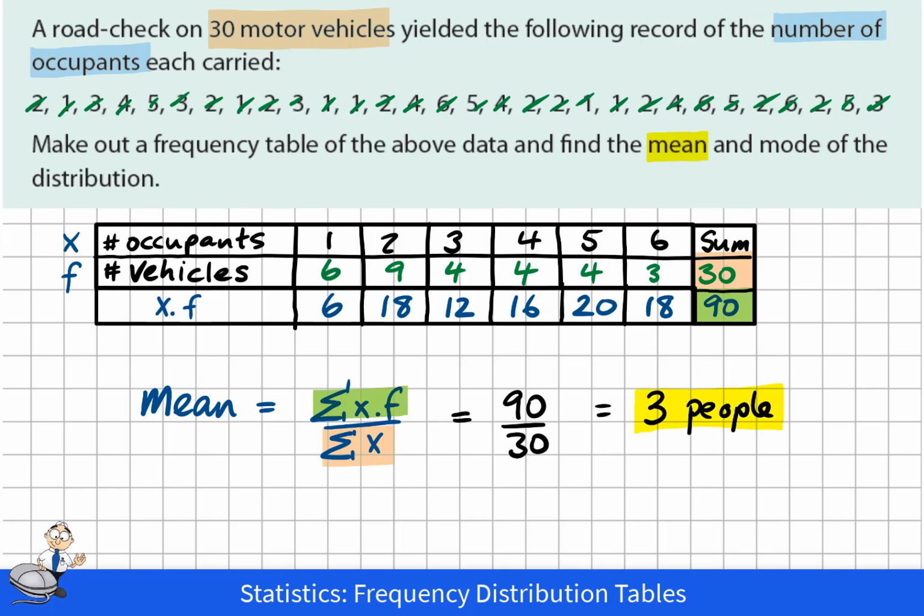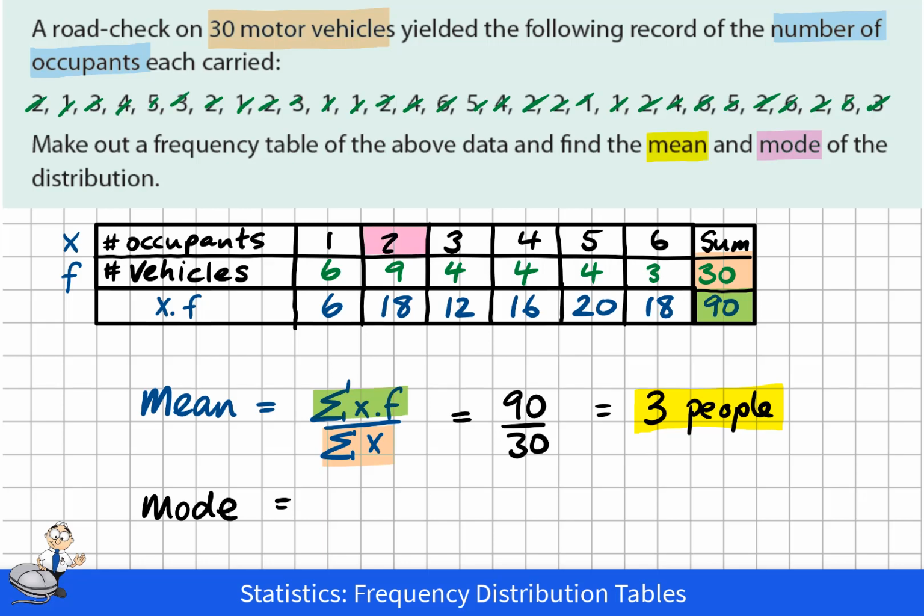We've also been asked to find the mode. The mode means the most popular or the most common. So which was the most common number of people that a vehicle carried? And we can see 2 appeared most in our list because 2 happened 9 times. So the mode is 2.